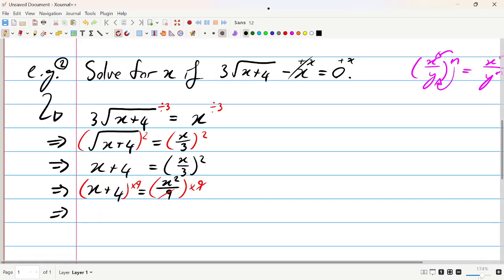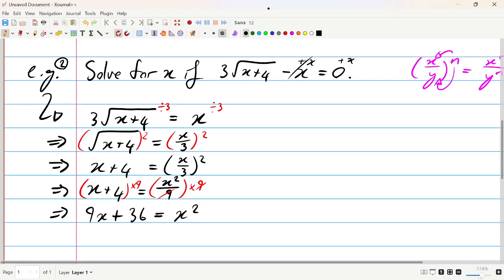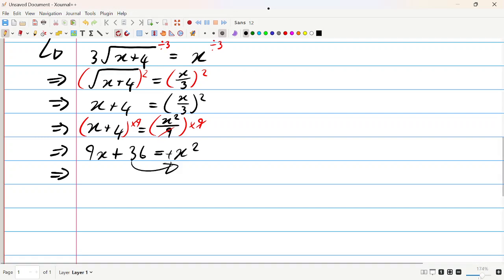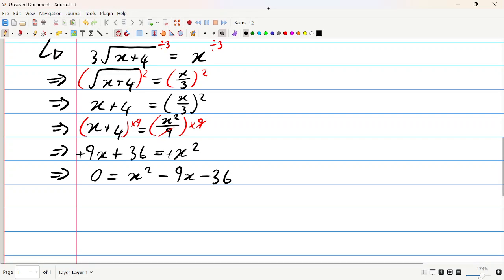We'll have 9x, plus 9 times 4, which is just going to be equal to 36. I know I could say 9 into x plus 4, but you get the point. And there will be x squared. Therefore, from here we have positive x squared, so let's take everything on that side. So 0 is just equal to x squared minus 9x, because positive 9x goes over as minus 9x. Positive 36 goes over as negative 36.